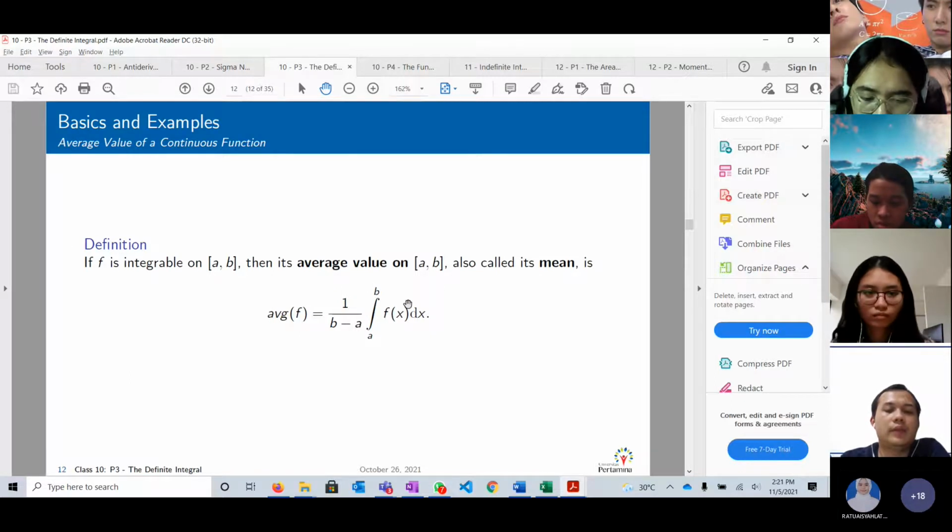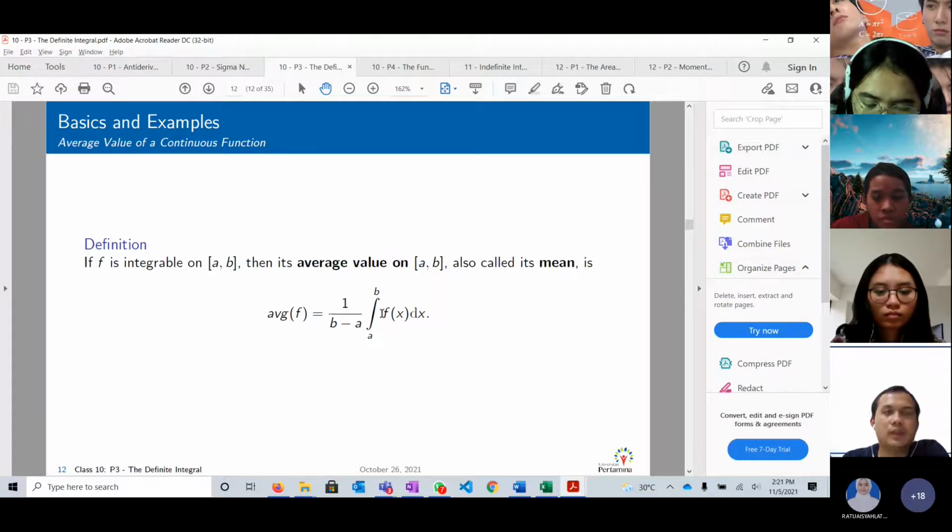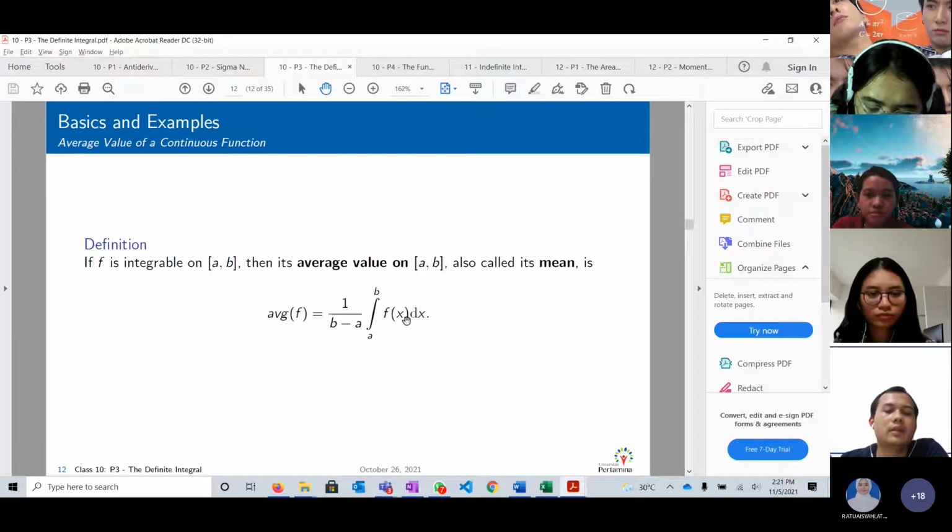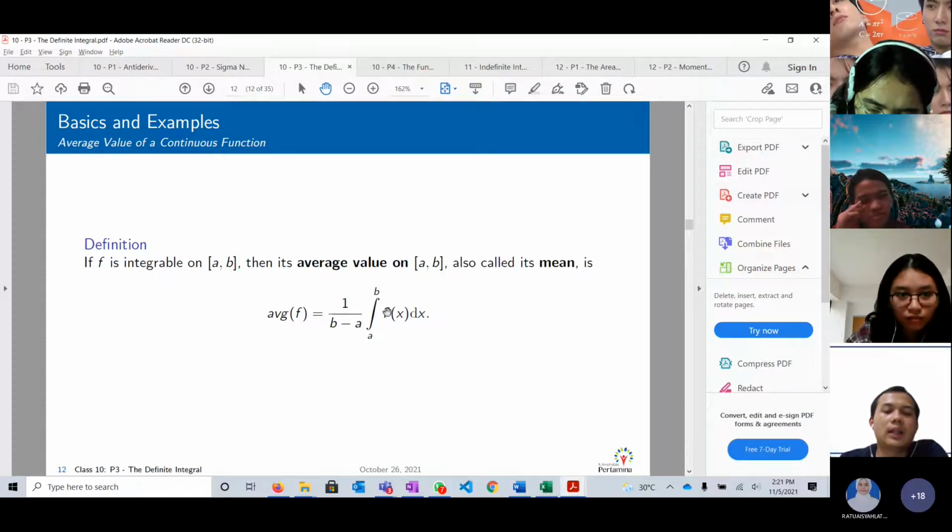Suppose that we have a function f, and we want to compute the average value, or mean. So the average value is basically the integral of f of x from a to b with respect to x, divided by the length of integration. Jadi nilai rata-rata dari fungsi f pada interval a sampai b adalah definite integral dari a sampai b dari f dikali dengan 1 per panjang dari intervalnya. Panjang dari intervalnya adalah b minus a.